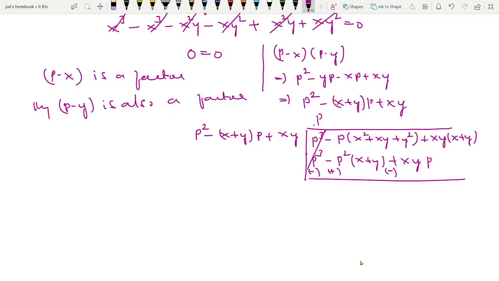So the p square factor is assumed to be 0 p square. So that is minus of x, sorry, this is plus x plus y into p square. You keep that as it is.